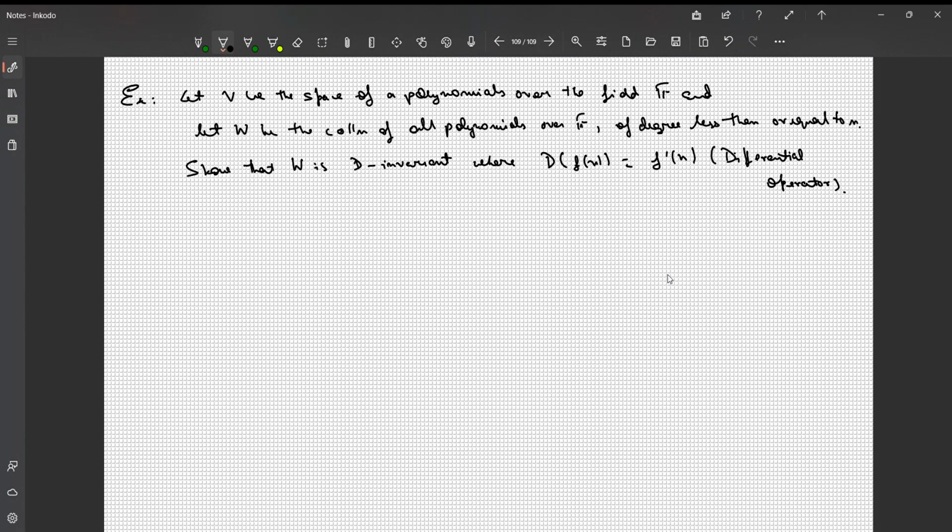And I think it's very easy to observe because if you differentiate a certain degree n polynomial, then the new polynomial you will be getting will be of degree n minus 1, right? So it will obviously be inside W as well. So any polynomial you take from W, you differentiate it, you will get a polynomial of degree less than the previous one. So it will obviously be inside W.